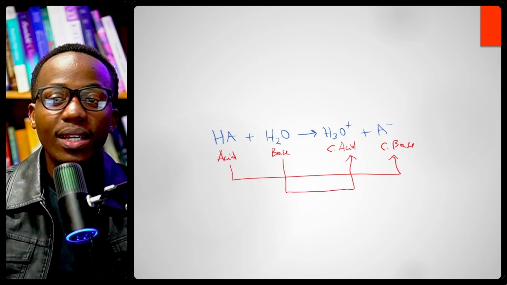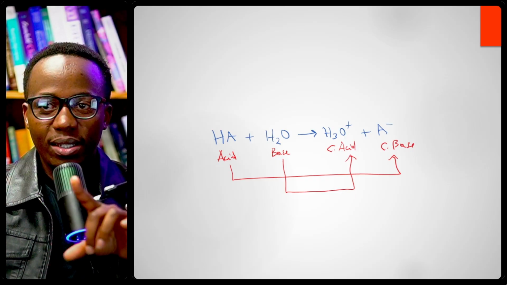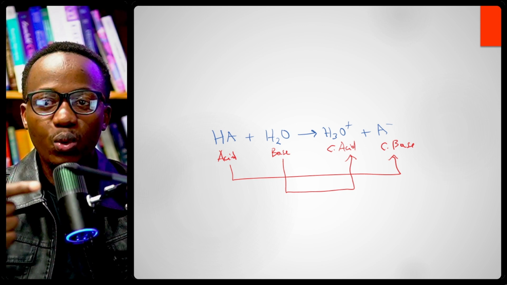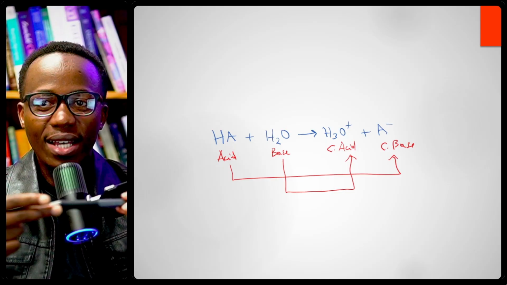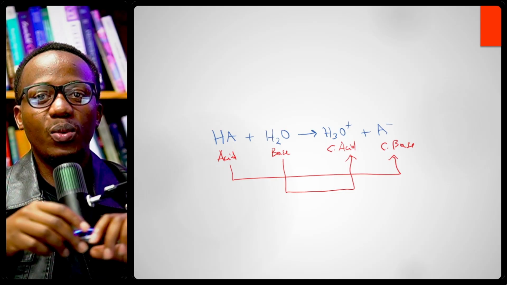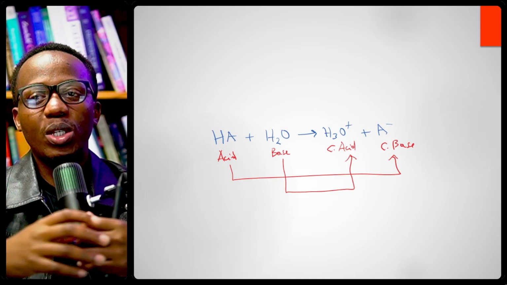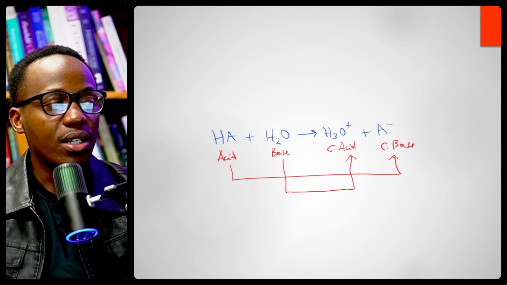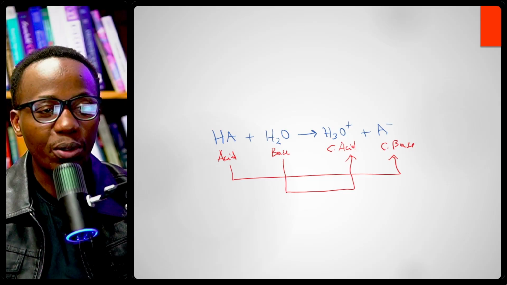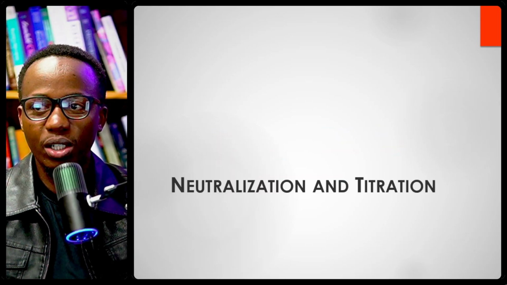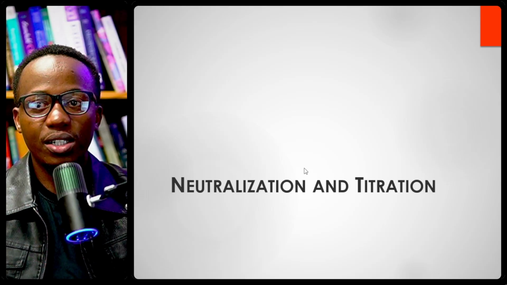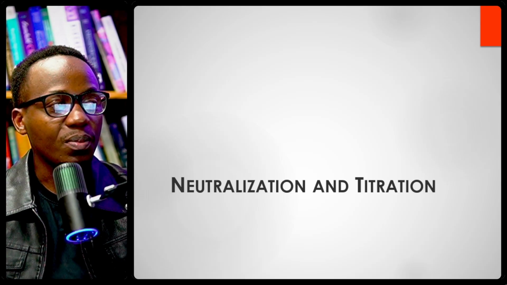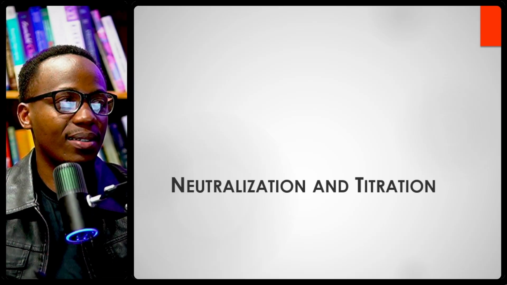So, there's a lot more to say about acids and bases, mainly that there are strong acids and weak acids, and strong bases and weak bases. And we learn about the reactions between them and all that stuff. But we are not talking about it today. Today, what I want to talk about is a little bit more about acid base reactions, talking about neutralization and titration. What is that?